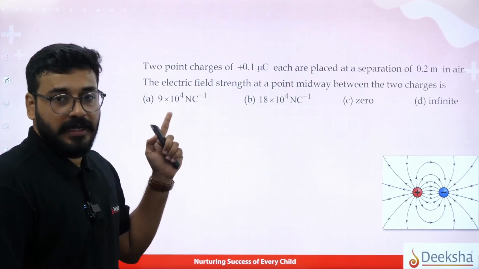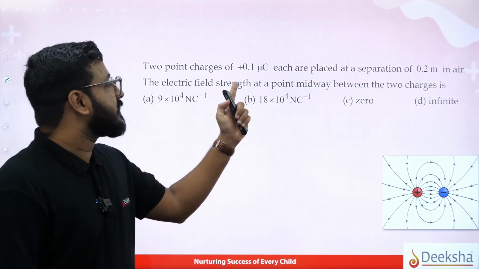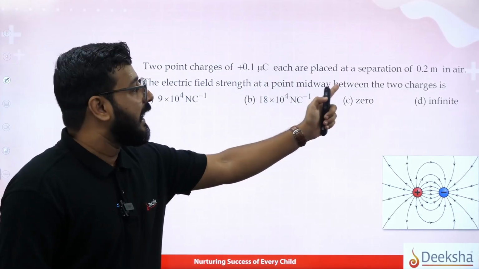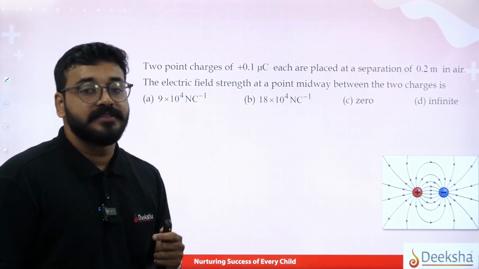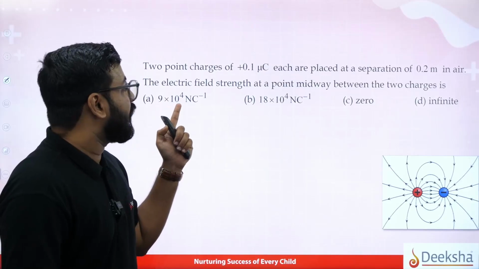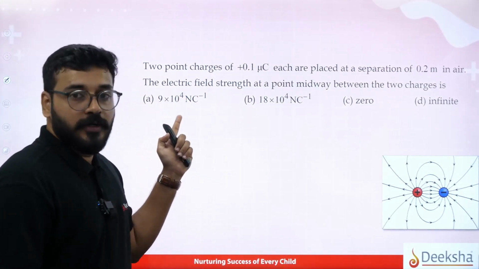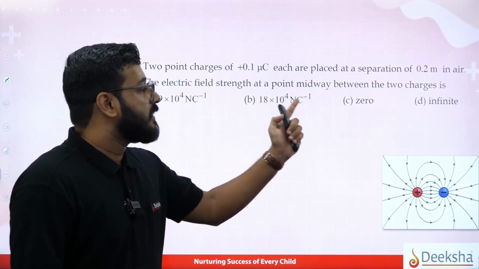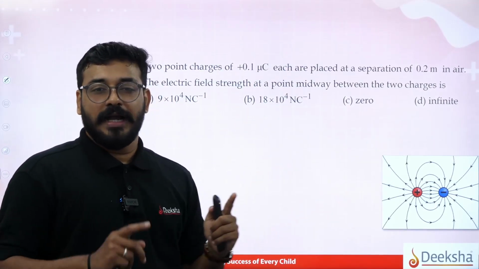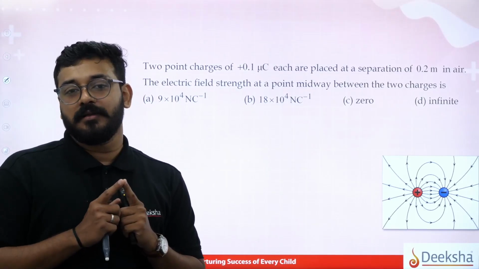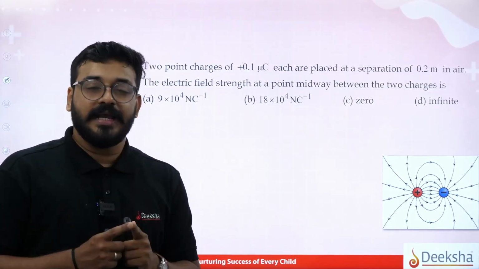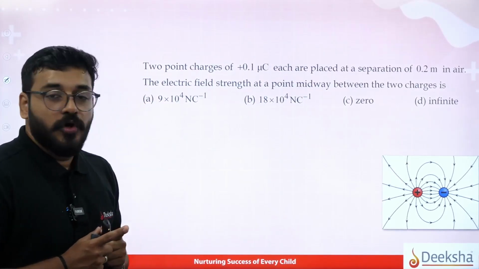So the problem related to this concept is: 2 point charges of 1 microcoulomb each are placed at a separation of 0.2 meters in air. The electric field strength at a point midway between the 2 charges is: 9 into 10 to the power 4, 18 into 10 to the 4, 0, or infinite. I don't think you need much time, but still pause, think for a moment, try this problem and come back. Alright, so let's see the solution.